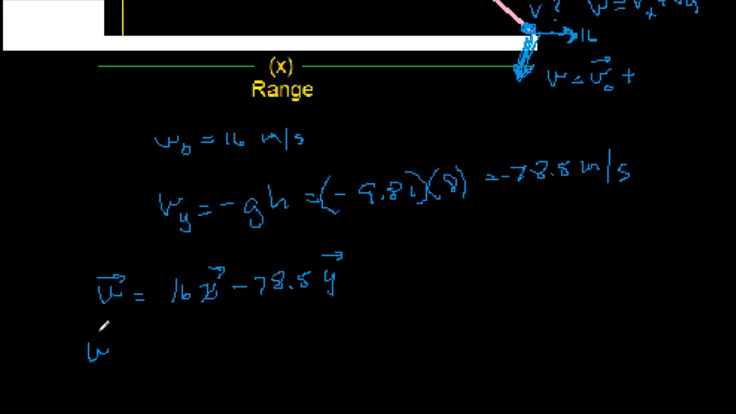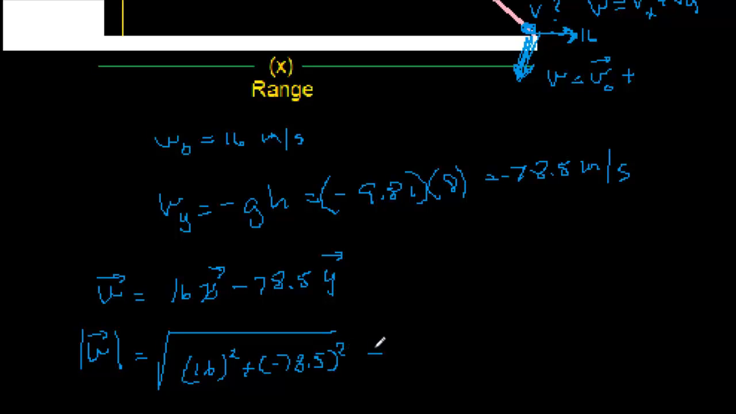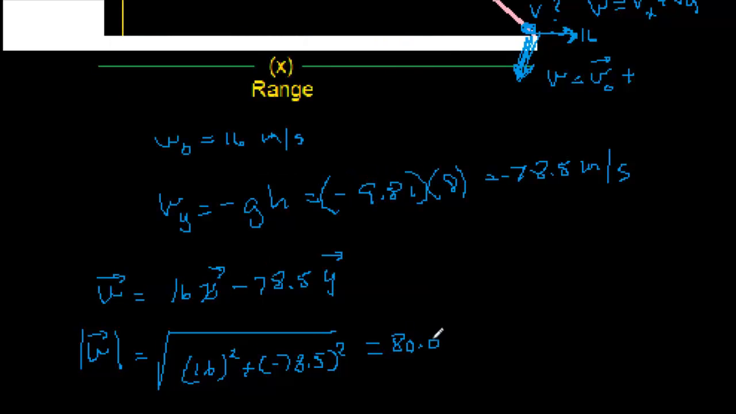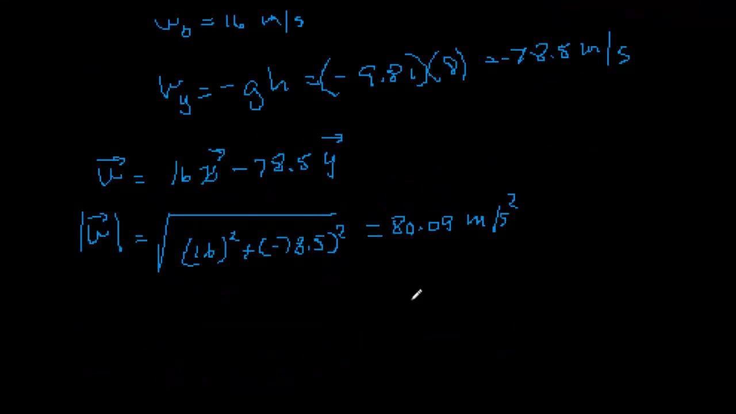The magnitude of velocity at the landing point would equal the square root of 16 squared plus negative 78.5 squared. And we do need the calculator for that. 80.09 meter per second. Let's also find the landing angle.